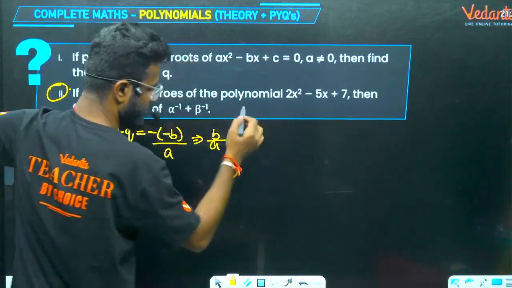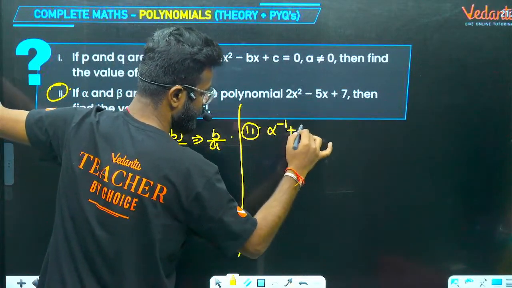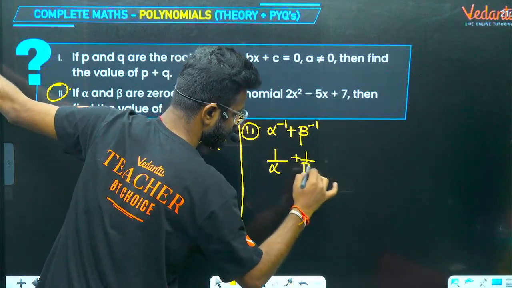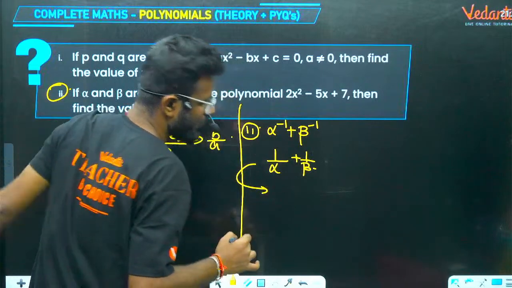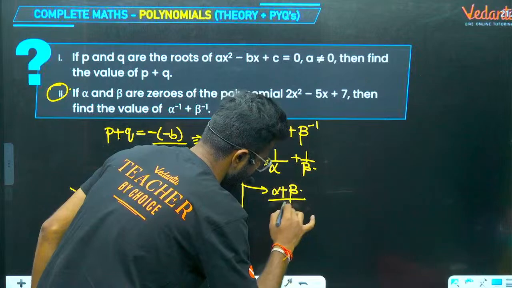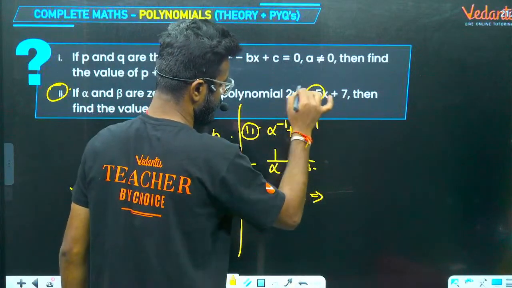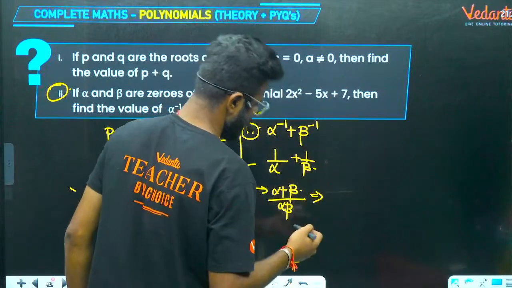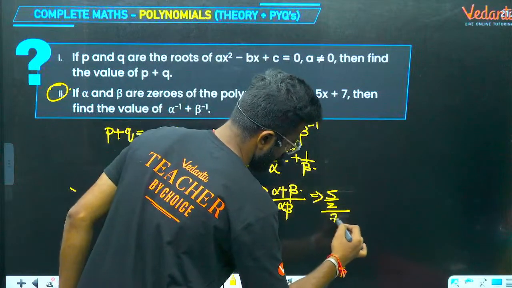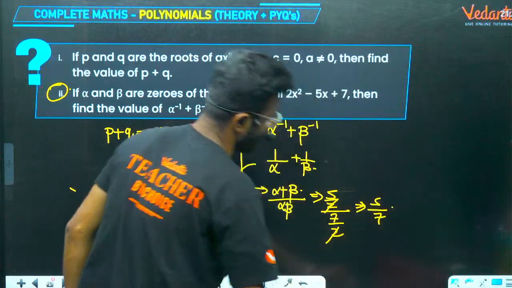If alpha and beta are the zeros of the polynomial, then find the value of alpha inverse plus beta inverse. We can simply write alpha inverse plus beta inverse as 1 upon alpha plus 1 upon beta. Next step, we simplify it as alpha plus beta upon alpha beta. Alpha plus beta is minus b by a, which means 5 by 2, upon alpha beta, which is 7 by 2. The 2s cancel, we get 5 by 7.